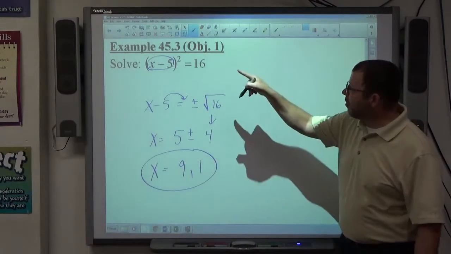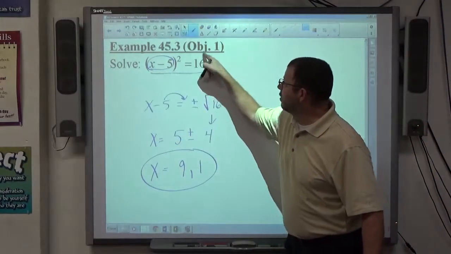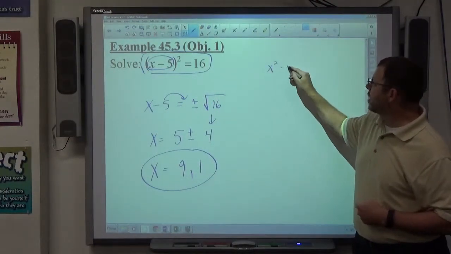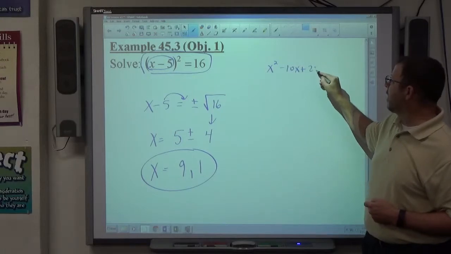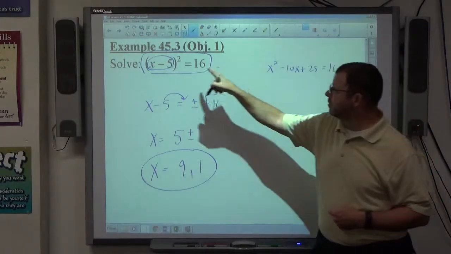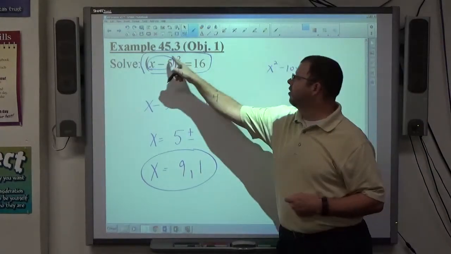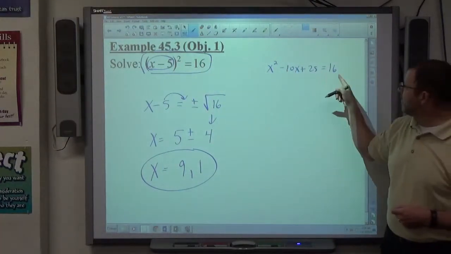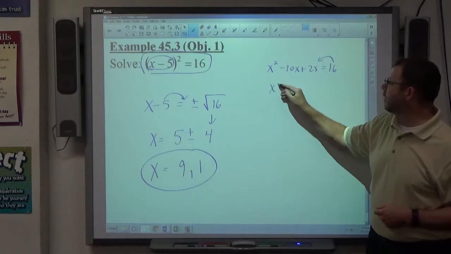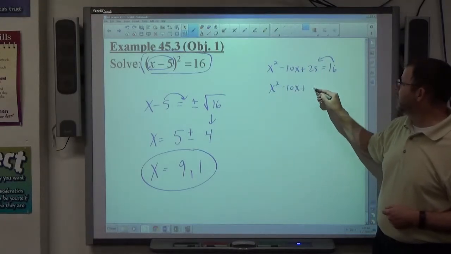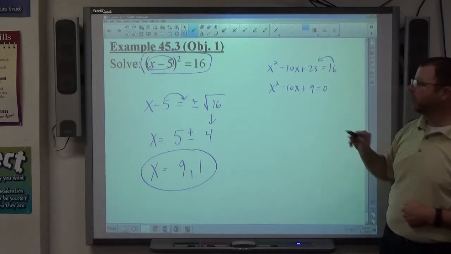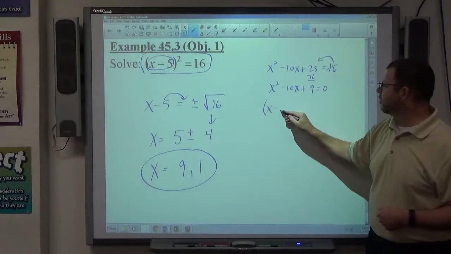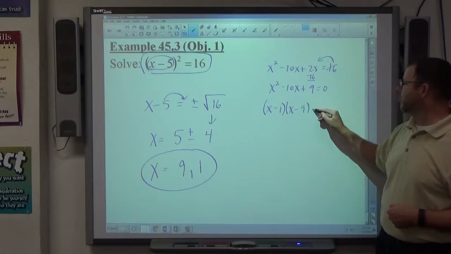Now, real quick about this problem. If I just took this expression and got it back to simplified form, x squared minus 10x plus 25 is equal to 16. Squaring a binomial, you square the first object, you double the product of the two, you square the second object. And if I move the 16 over here, that gets me x squared minus 10x plus 9 is equal to 0, right? Move the 16, it becomes negative, and subtract. And that factors to x minus 1 times x minus 9 equals 0.